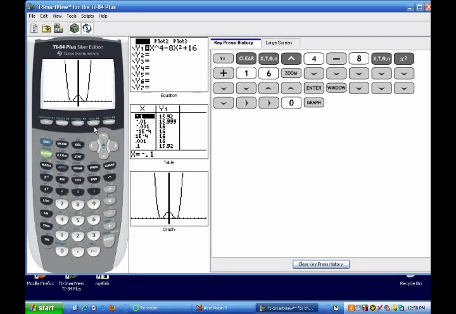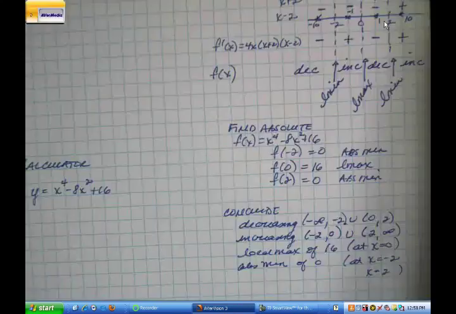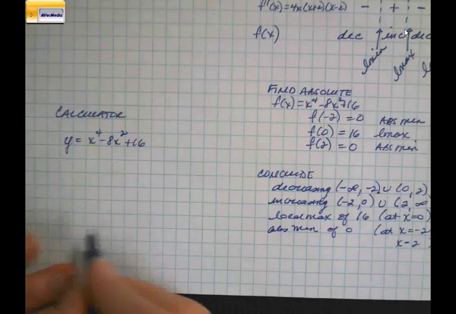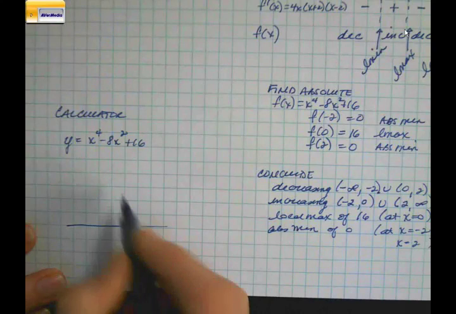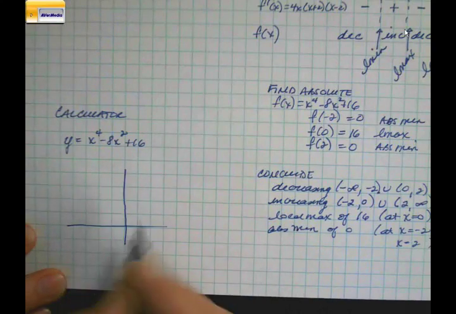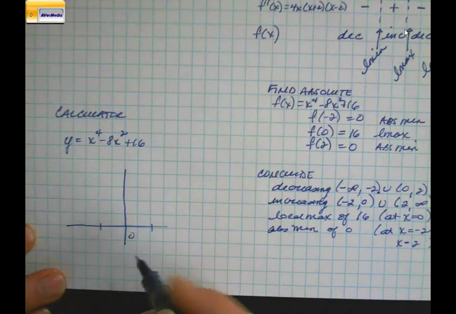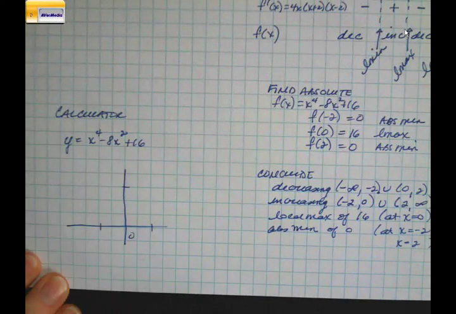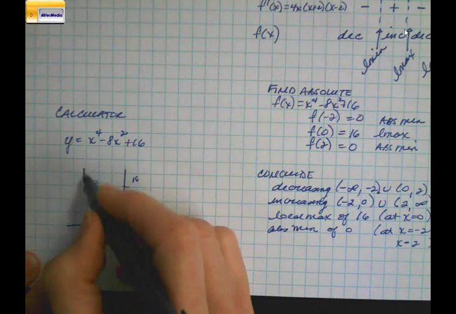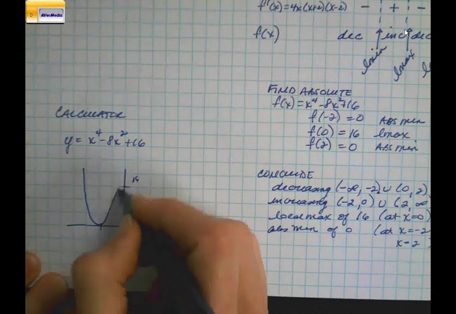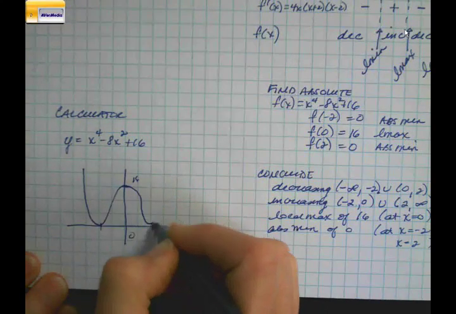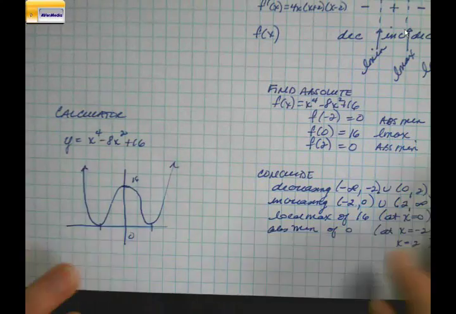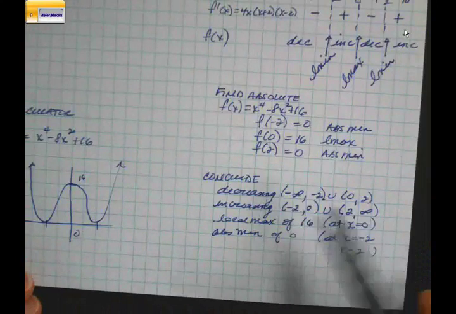So now I can get this window off and go back to the screen. It looks like this, and it follows all of our data: 0, negative 2, and 2. It was coming down, and then way up here high at 16. So it was coming down, going back up, coming back down, and going back up. So we got the local maxes and mins good.